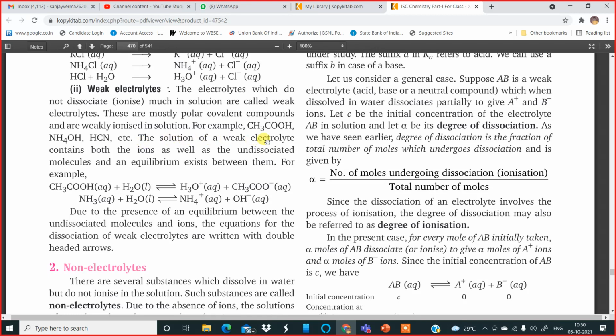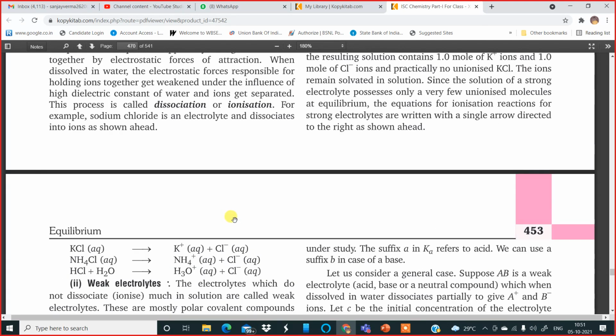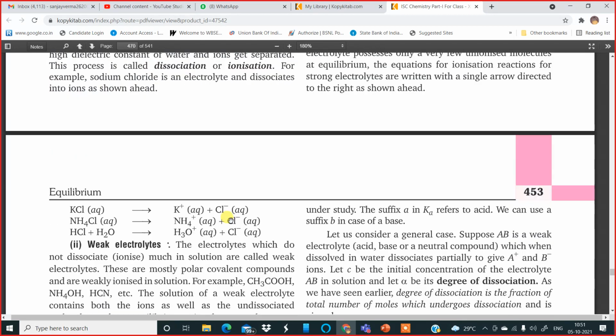The solution of a weak electrolyte contains both the ions as well as the undissociated molecules, and an equilibrium exists between them. For example, in acetic acid or ammonium hydroxide solution, a reversible arrow is used to denote the equilibrium state. Due to the presence of an equilibrium between the undissociated molecules and ions, the equations for the dissociation of weak electrolytes are written with double-headed arrows, as shown here. That was with regard to weak electrolytes.